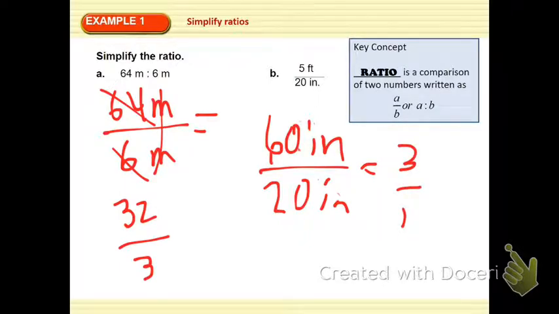So there's a colon in between. The first number goes on top. And this is the way I want you to express ratios, as a fraction.